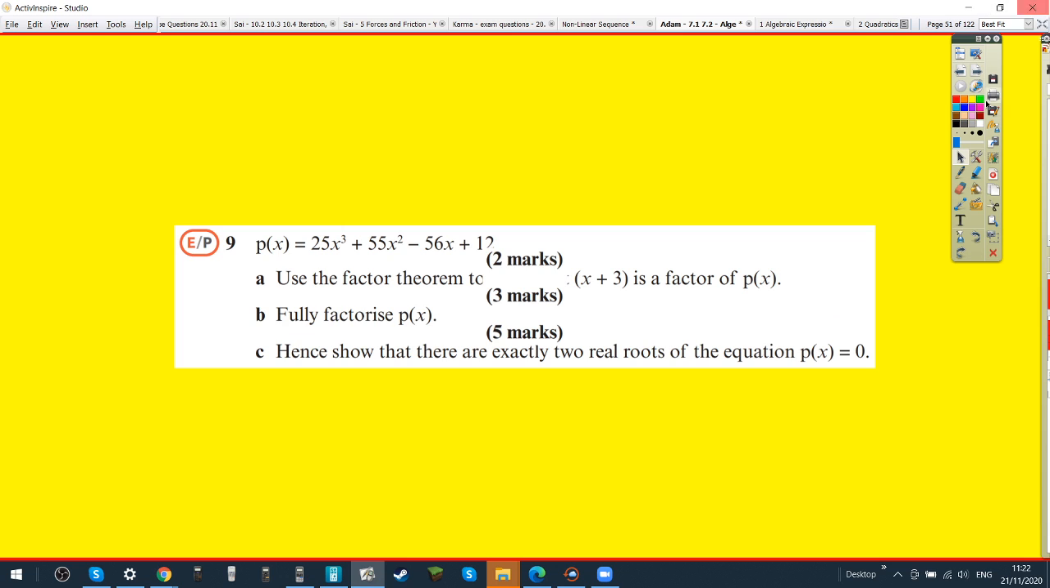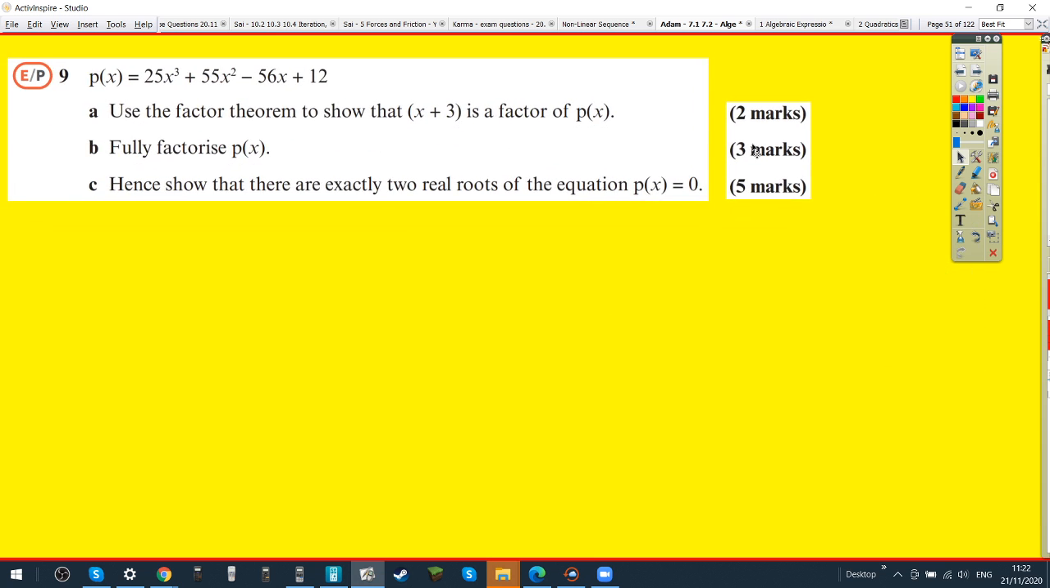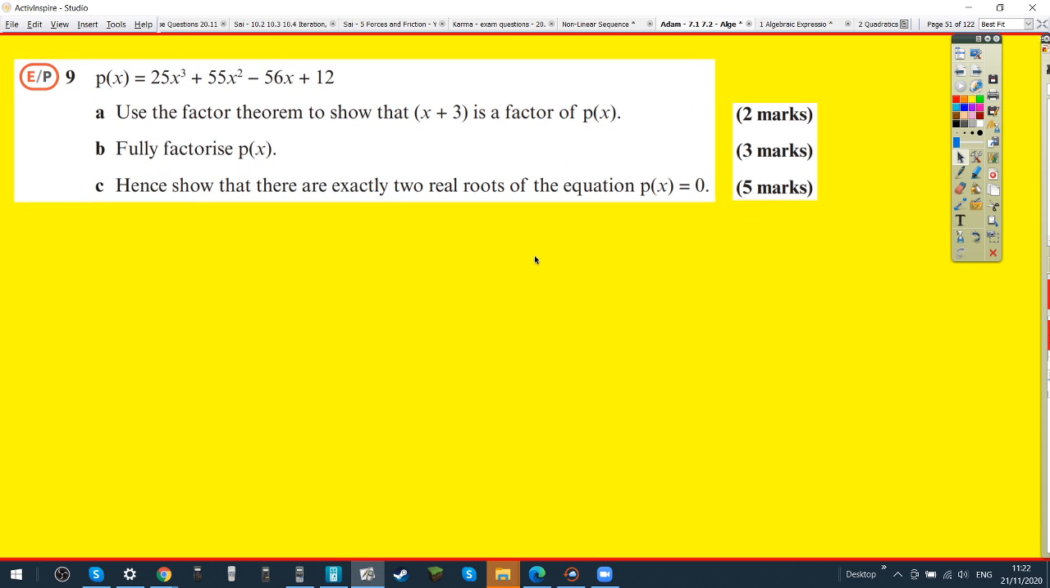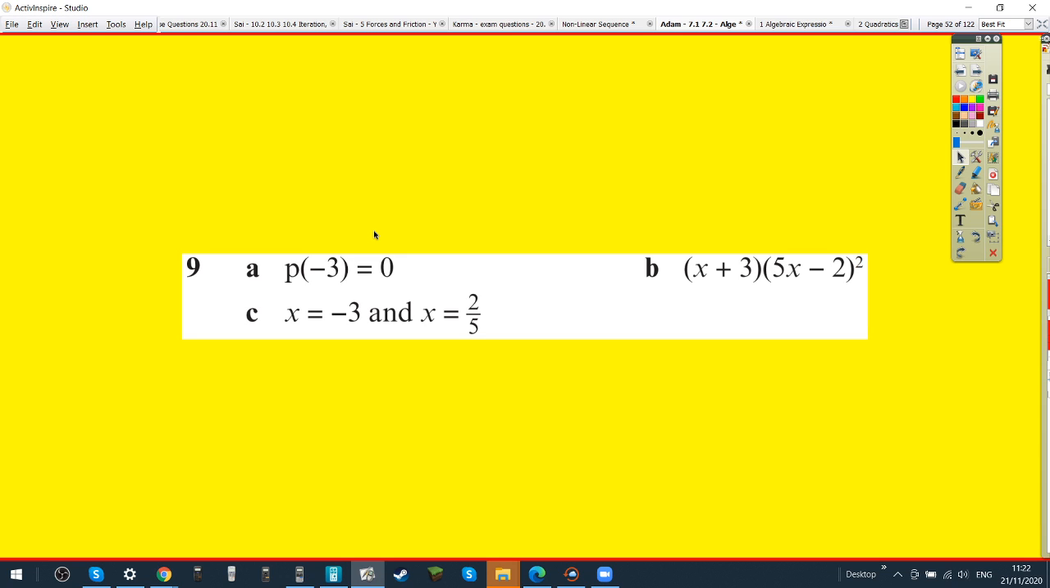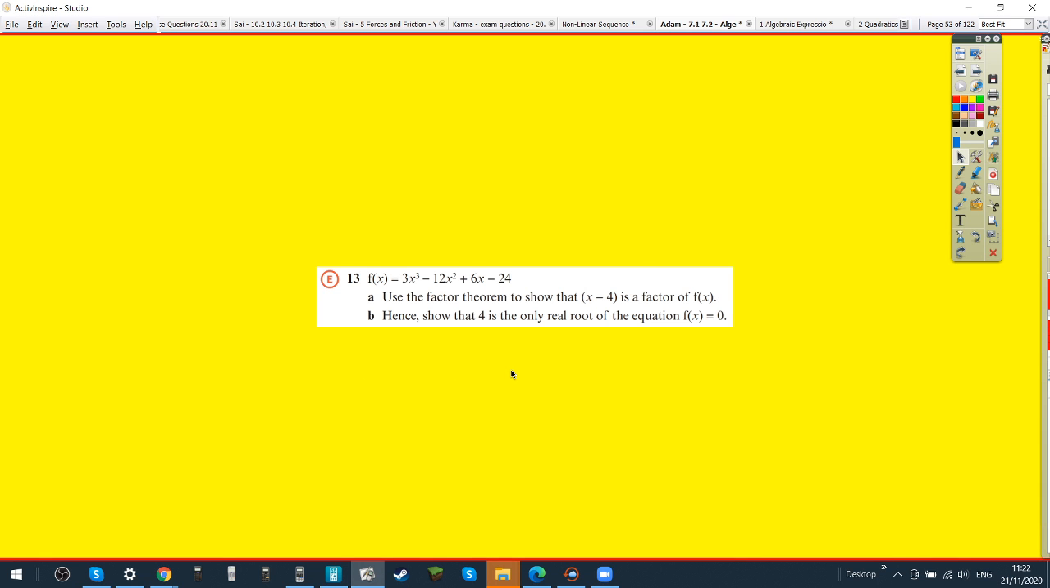Hang on a second. Hence show that there are exactly 2 real roots for this equation. Yeah, because it'll be a square bracket, I think. It'll be one repeated root. One would be x equals minus 3. The other would be x equals 5 over 2, because that shows up twice. Because it's squared.